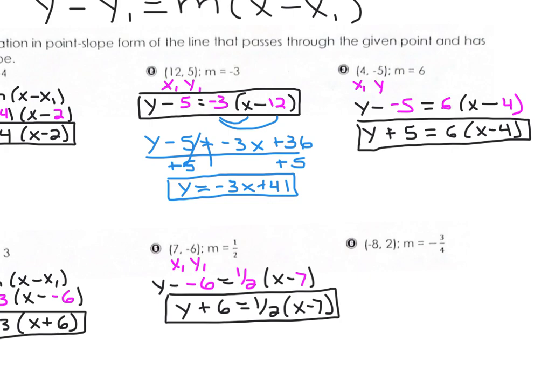As you try number 6 on your own, I'd like you to first write it in point-slope form, and then I would like you to try to take it from point-slope form and transfer it into slope-intercept form. Try it on your own, then let's come back to check it together.